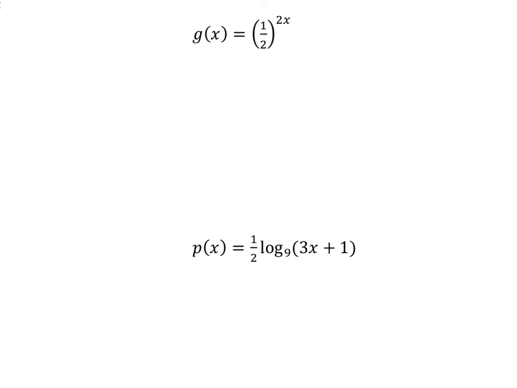If we're going to find the inverse function of g of x, the first thing we're going to have to do is call g of x y. And many of you got to this point already. So now we have y equals 1/2 to the 2x. And the next step is pretty straightforward as well, so I'll just skip that. And now we have to solve for y.